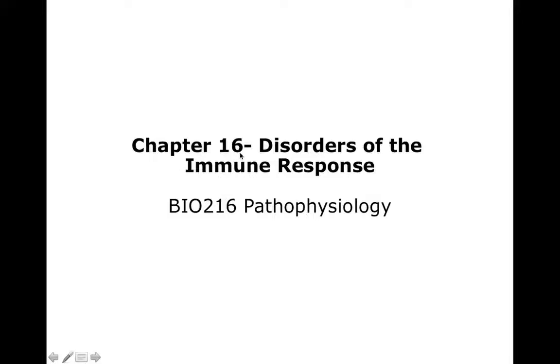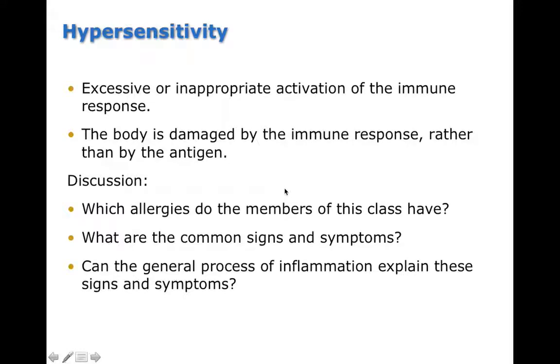Okay, so in chapter 16, we're going to look at disorders of the immune response. The first class of disorders we're talking about are the hypersensitivities. What we're saying here is that we have excessive or inappropriate activation of the immune response, where it's going to be much stronger than normal, or inappropriate, where you can start attacking your own body's tissues.